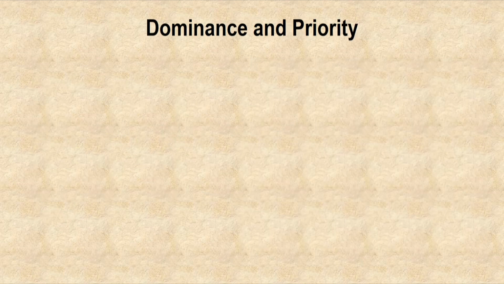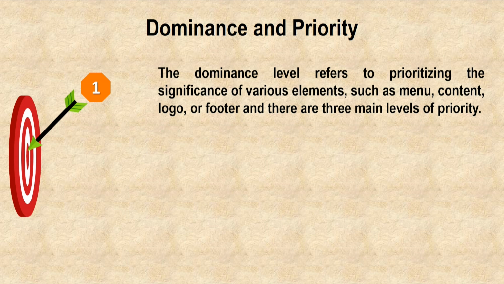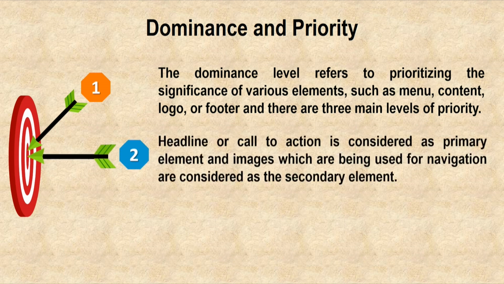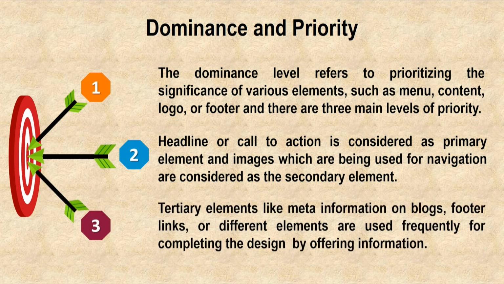The second principle of graphic designing is dominance and priority. The dominance level refers to how to prioritize the different graphical elements depending upon their significance or importance. We have several graphic elements like menus, content, logo or footer, and generally we classify them into three main levels of priority. Headline or call to action is generally considered the primary element, and the images being used for navigation are considered secondary elements. Tertiary elements like meta information on blogs, footer links and other elements are used quite frequently for completing the design by offering various information.